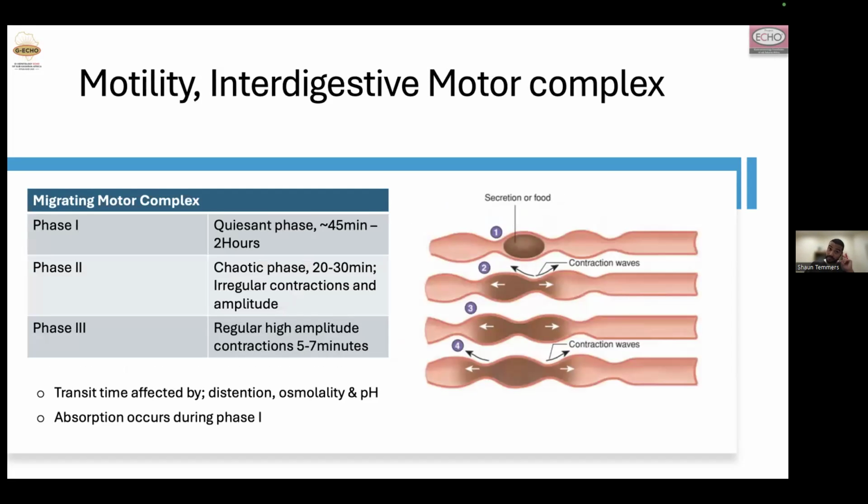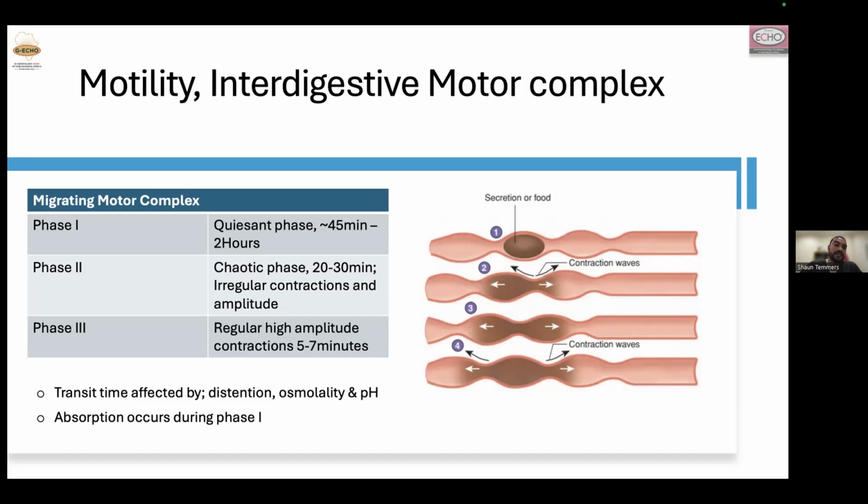A modified version of movement or motility is the interdigestive motor complex. This is the means by which the small bowel propagates boluses of food. So the migrating motor complex is divided into three phases. Phase 1 is a quiescent phase, and this lasts between 45 minutes to 2 hours. This phase is thought to be when most of the absorption occurs within the small intestine. This allows for maximal contact time with the villi and the epithelial surface of the intestine.